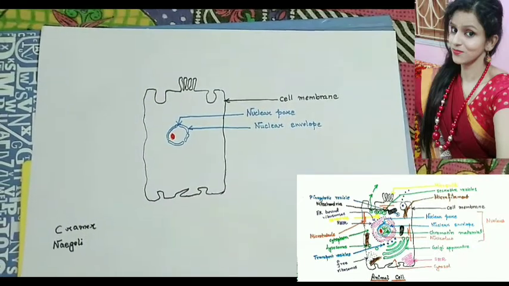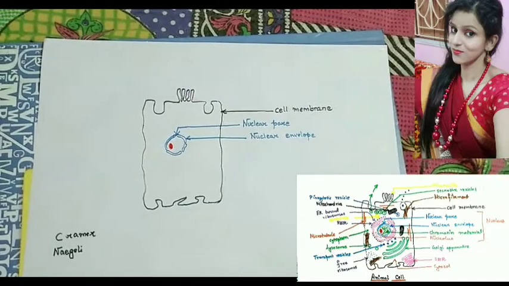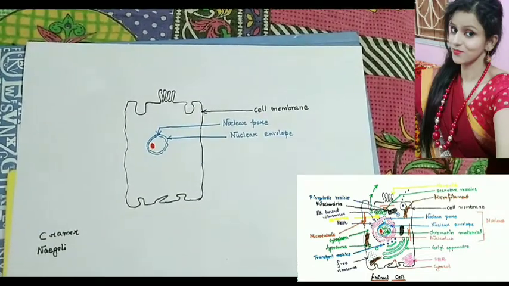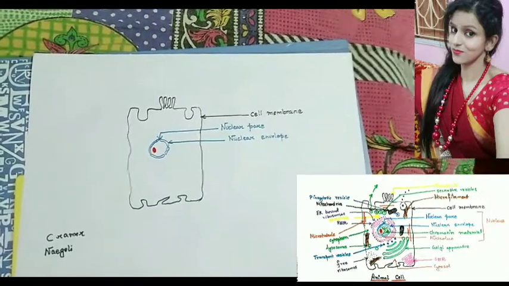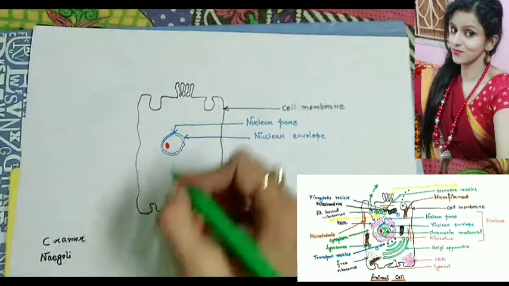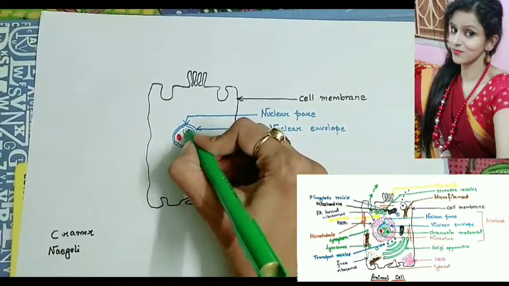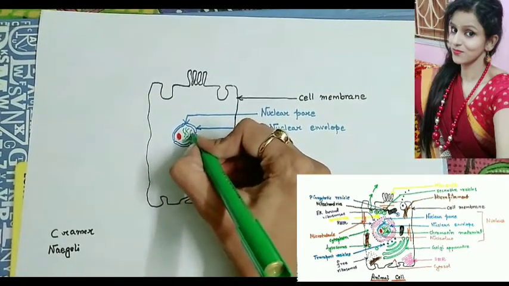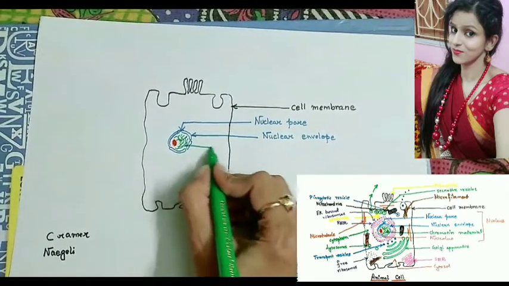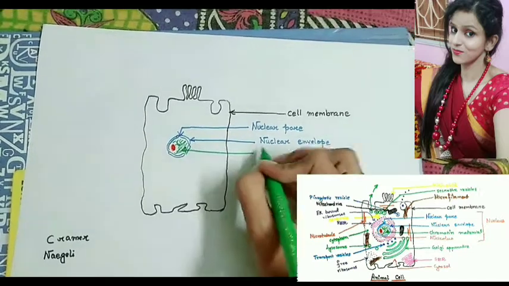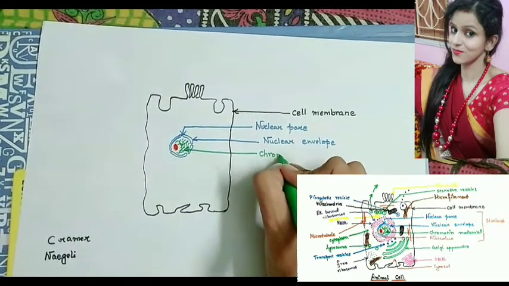Ribosomes I will discuss afterwards, but before that I want to tell you that there are some materials which are present beside this nucleolus which contain DNA and proteins, and this is known as, what do you know? This is known as chromatin material.